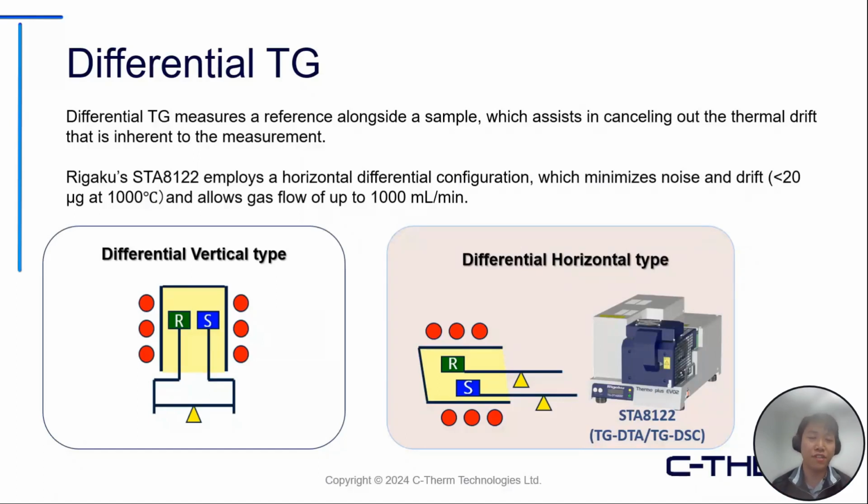Although the vertical type has that advantage of being able to cancel some of the thermal drift, it's more susceptible to convection effects due to its vertical configuration. However, with horizontal configuration, which Rigaku's STA 8122 employs, it allows for more precise thermal drift subtraction, and it allows for more accurate data acquisition as well, which results in less than 20 microgram baseline drift at 1000 degrees Celsius. And because of its stability, it allows for high gas flow as well, of up to 1000 milliliters per minute.